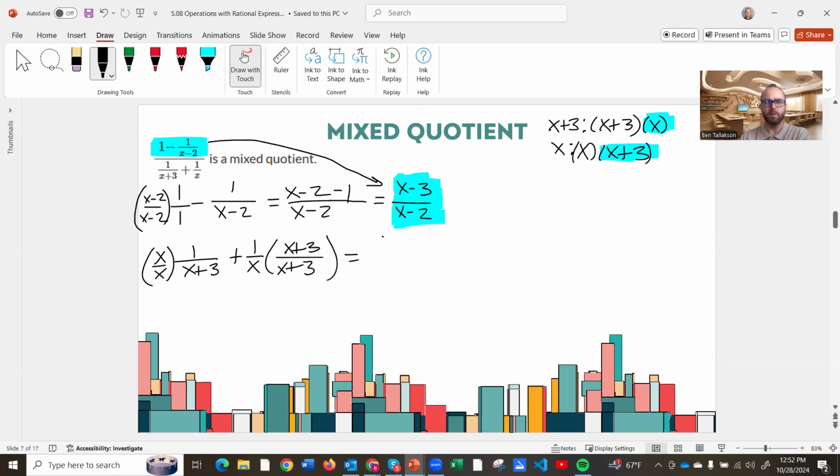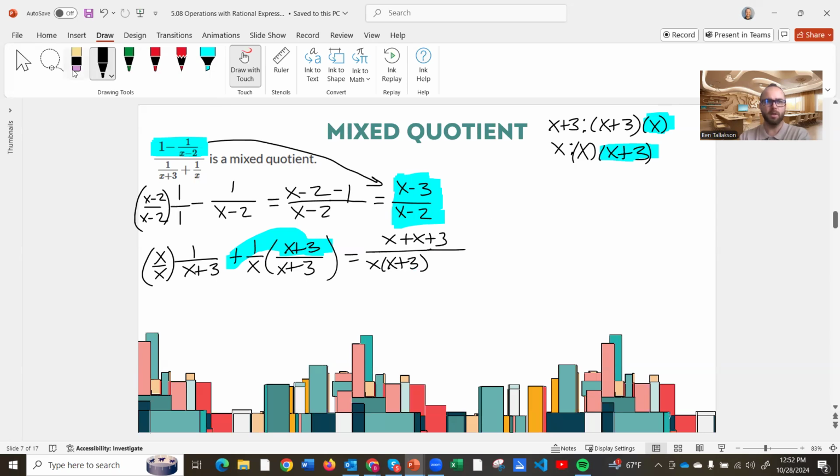And what do we get? We get x over x times x plus 3. Let's leave it factored for now, because we might need to cancel some things out. And then what do we have here? Well, we have positive 1 times x, and then positive 1 times 3. Well, that's just x plus 3, isn't it? So this is x plus 3.